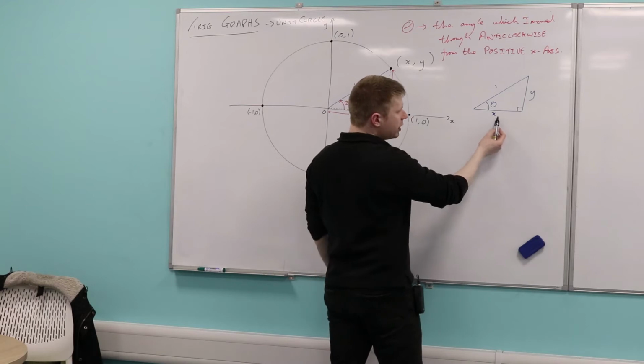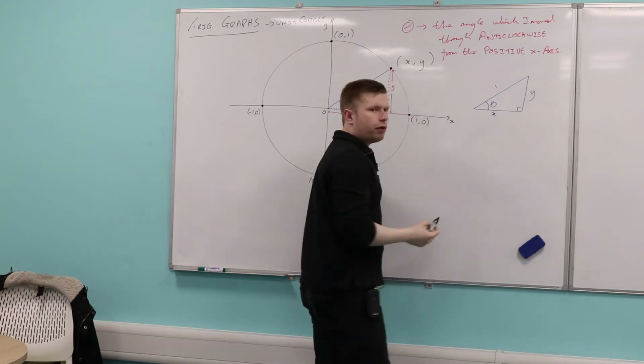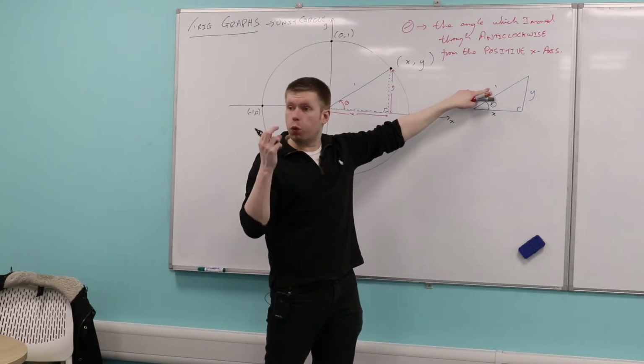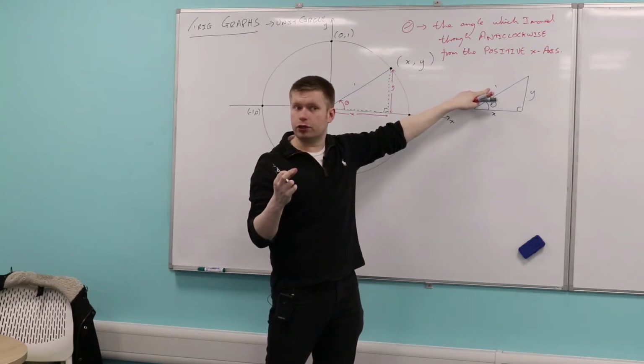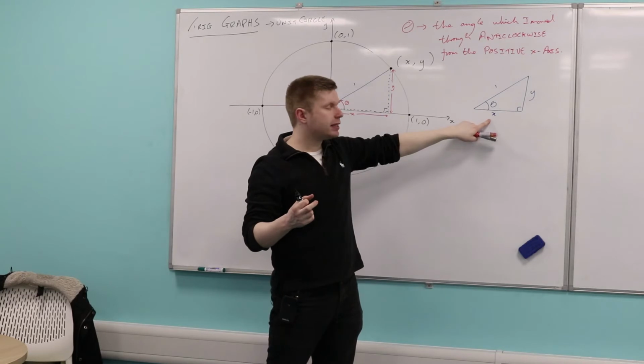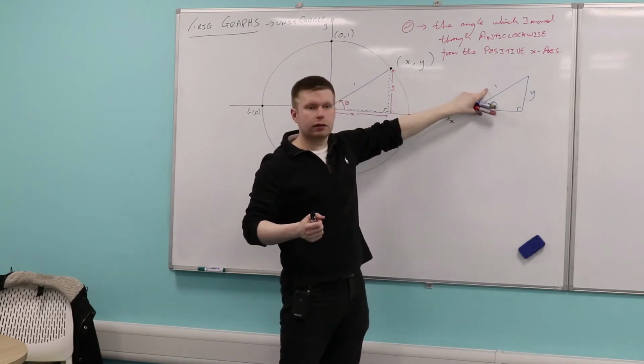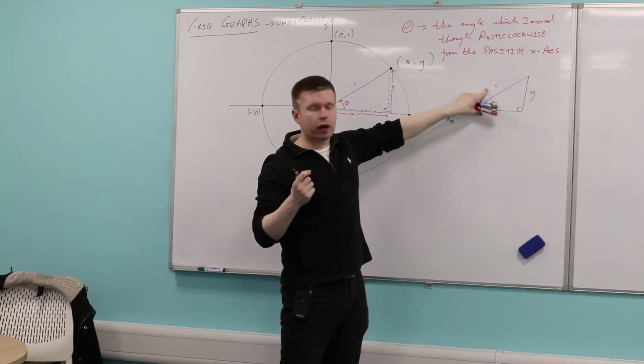If I wanted to rewrite x, would you be happy because I know the length of that side? It's just 1 by definition. If I want to find x, I'm comparing this side and this side. What trigonometric ratio would I be using?